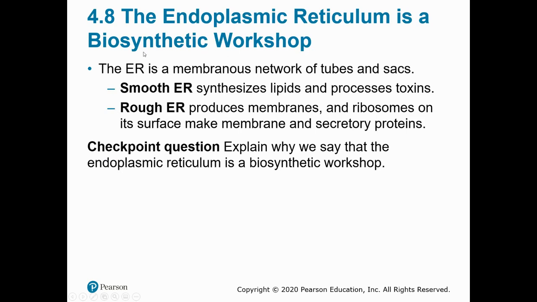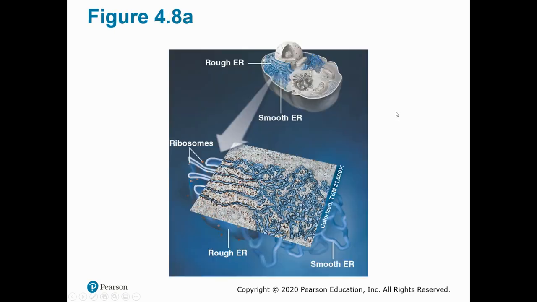So there is the endoplasmic reticulum, which is basically a biosynthetic workshop. The smooth ER synthesizes lipids and processes toxins. The rough ER, which is the one that has the ribosomes on the outside, produces membranes, and the ribosomes make membrane and secretory proteins. Here's an example or a picture of the smooth ER and the rough ER.